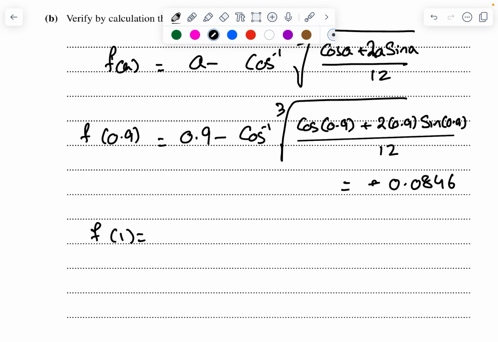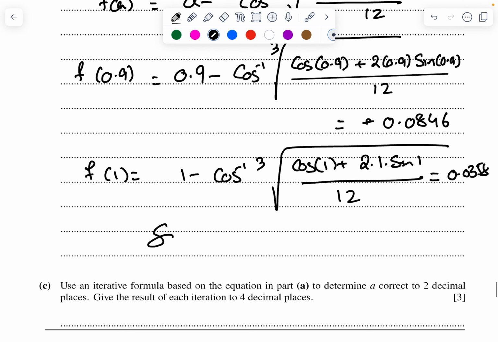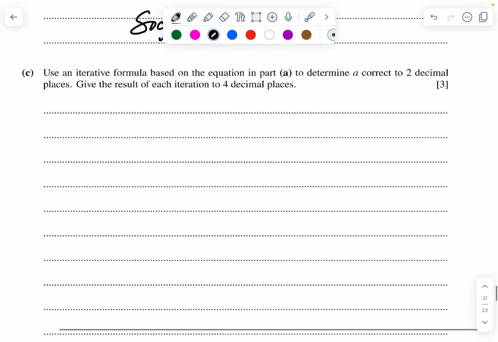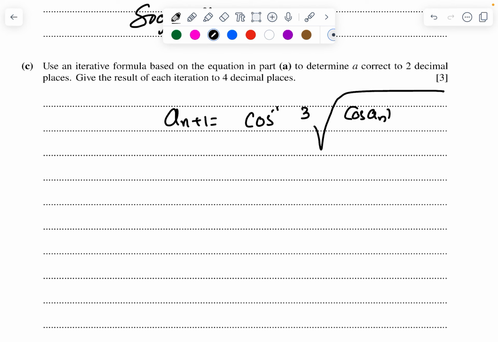Then I find f of 1 minus cos inverse of the cube root of cos 1 plus 2 times 1 times sine 1 divided by 12, which is 0.0358. So again, you get a sign change, and write all the things. Now use the iterative formula. A n plus 1 equals cos inverse of the cube root of cos a n plus 2 a n sin a n divided by 12.